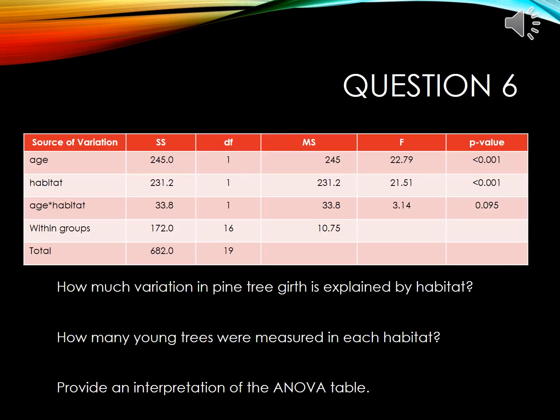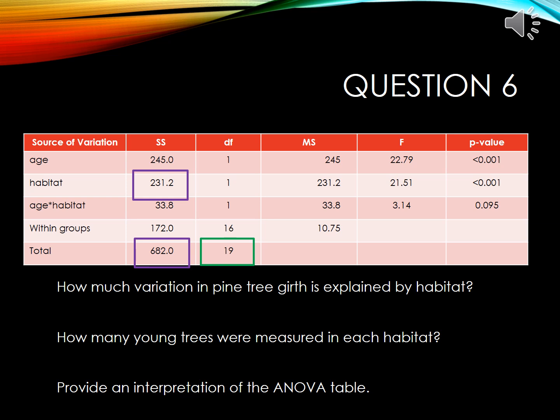Last question. To estimate this variation, we just divide habitat sum of squares by total sum of squares to get 33.9%. Young trees in each habitat, well, the total sample size is 20, as we can see that the degrees of freedom equals 20 minus 1 equals 19. Half of the trees are in each habitat, so 10 in each habitat. And then within each habitat, we've got 5 young and 5 old trees.